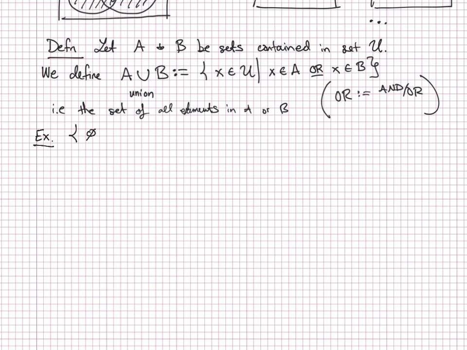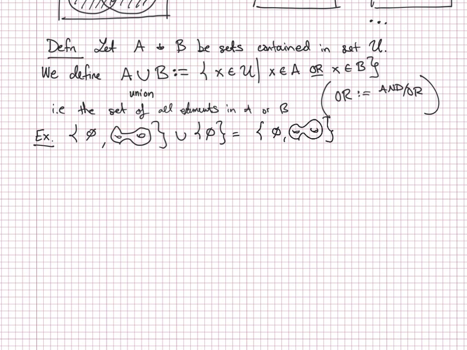For example, if I look at the set containing the empty set, union the set containing the empty set and the two-hole torus, I look at the elements that are in either one of these sets. This one has the empty set, this one has the empty set and what's called the two-hole torus. And so I just get the empty set and the two-hole torus.